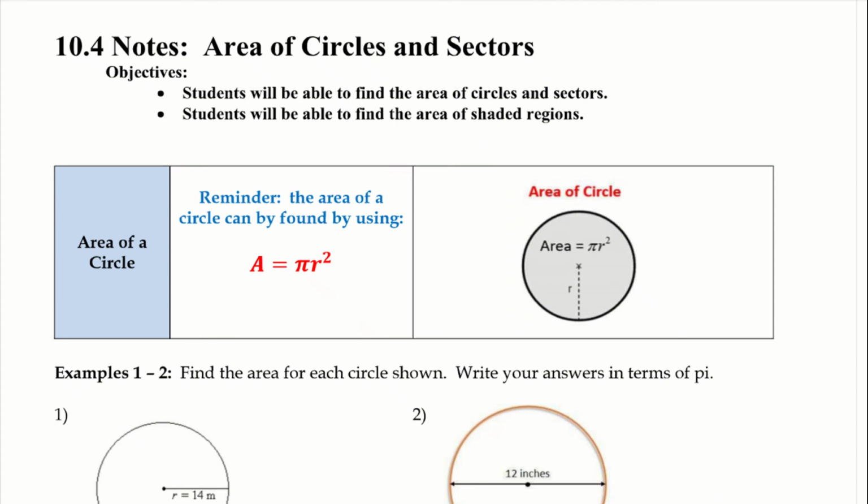Hello everybody, we're going to be starting our 10.4 notes today, area of circles and sectors. So our objectives are students will be able to find the area of circles and sectors and able to find the area of shaded regions.